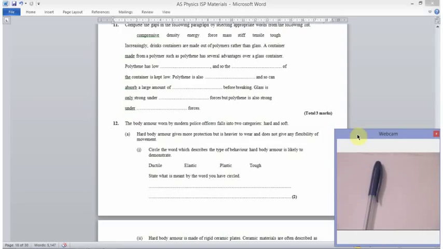If it's plastic, then it's going to deform upon impact. If it's tough, it's going to absorb a large amount of energy. So if it's hard, it's going to deform upon impact, but it's going to need a lot of energy to actually do this. Plastic is possibly the word that they're after.